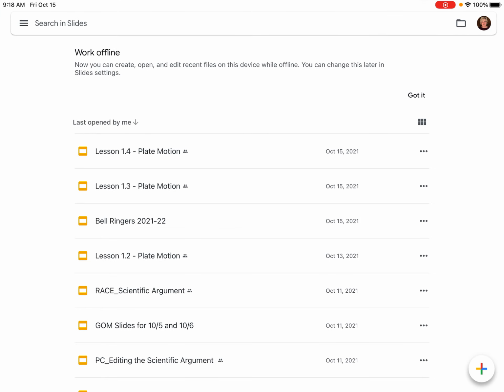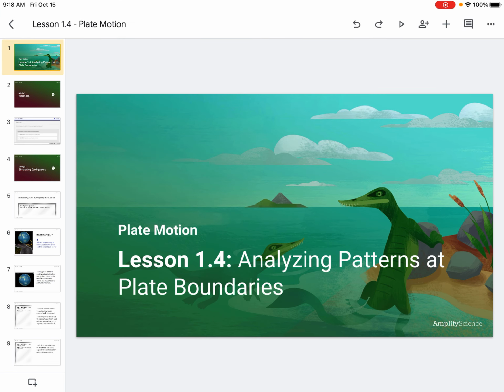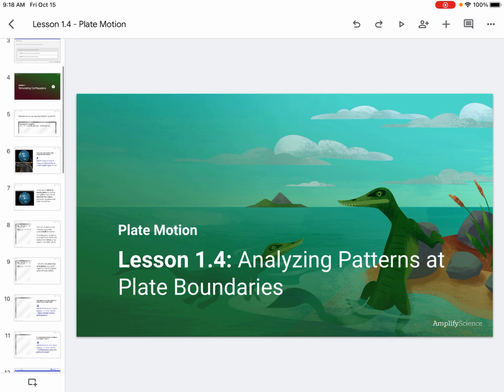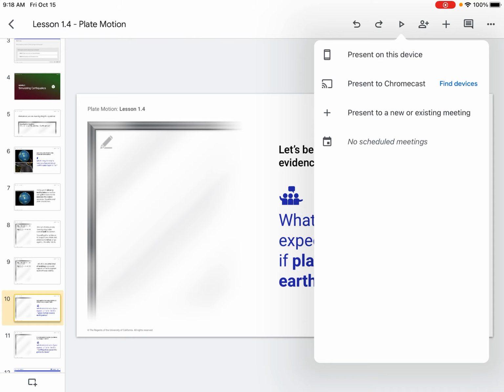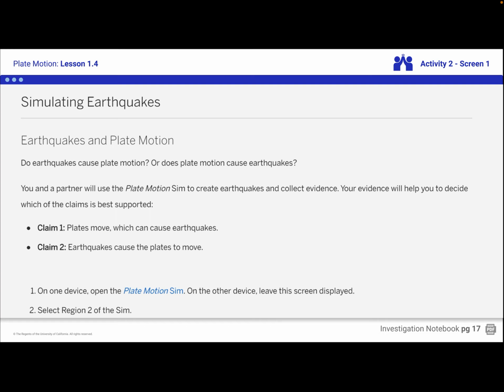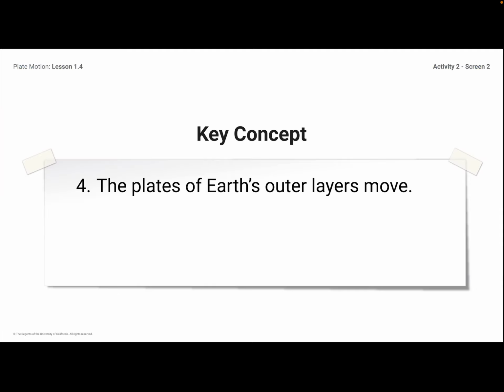All right, let's come back here. And we were right, where were we? I think here. So without a doubt, we know that claim number 1 is supported by the evidence that we got in the sim. And that leads us to our 4th and final key concept for the day. The plates of Earth's outer layers move. Go ahead and write that down and come back.